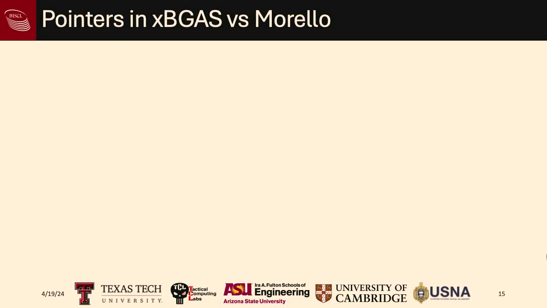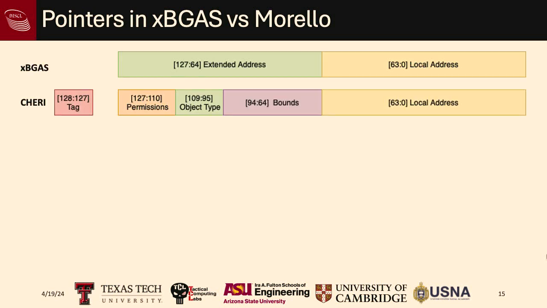So let's look at an overview of these two platforms to see what we need to address here. You can see that a pointer on xBGAS consists of 128 bits. Again, the upper is the extended address, the lower is the local address. On CHERI, similarly, the local address is still the local address, but there are also some bits that are spared for encoding information such as bounds, permissions, object type, and a tag for the validity of such an address. The object type is currently an unused field on CHERI on the part of University of Cambridge.